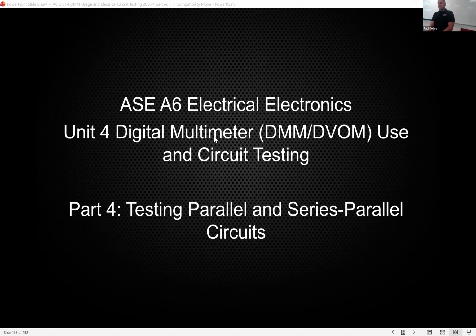All right, so you guys, we're going to be finishing up Unit 4, which is really all about DMM use and circuit testing, but this time specifically it'll be on parallel and series parallel. And pretty quickly you'll see the most important thing is being able to test a series circuit, because like I've said several times, when we have a problem in a parallel circuit, we basically determine which part of the circuit it's in, and then we test it as a series circuit.